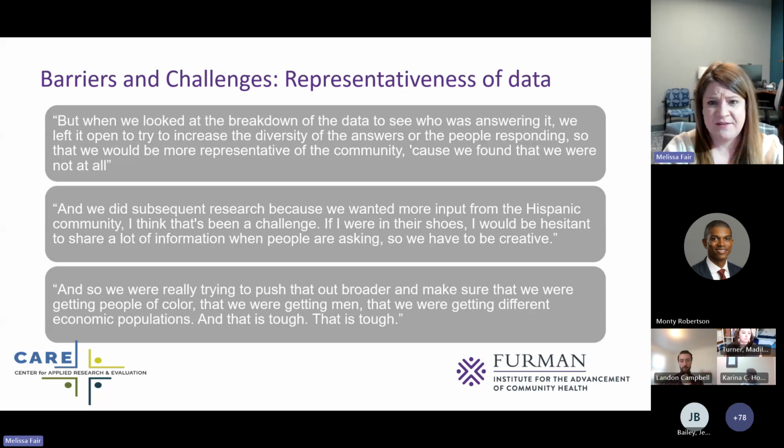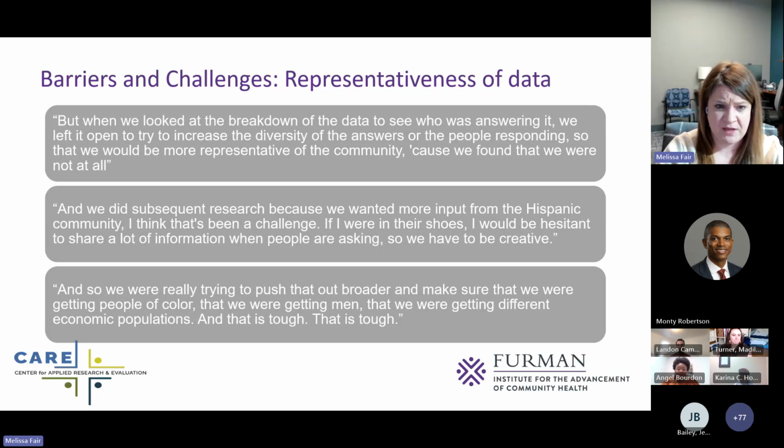So this system, you can see here that they did look at the breakdown to try and make sure that the data was representative. And they did try some strategies to increase the diversity of answers or people responding. But in the end, they still found that they were not representative of their community.